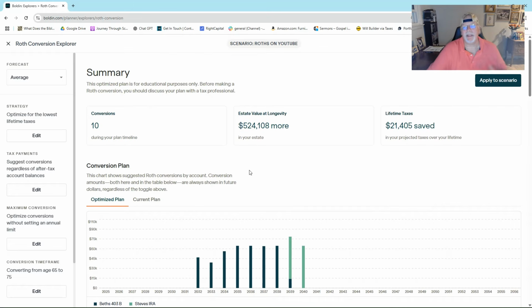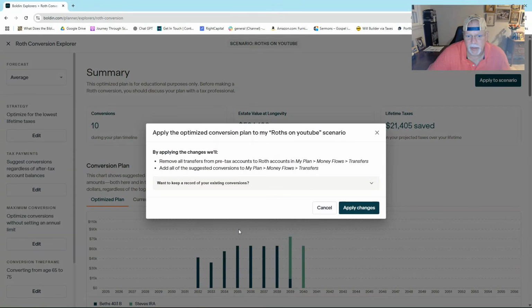And this is what's so fantastic about Boldin, right? My original plan is safe and intact. So if this just sends me into Never Never Land, I'm okay. So I'm going to say apply to scenario. It's going to say here's what it's going to do, and here's one of the issues you're going to have to be careful of. It says remove all transfers from pre-tax accounts to Roth accounts. So essentially what it's doing, which I don't want it to do, but I'm going to have to put them back, is you're going to see it's going to take out my next year and the year after. It's going to take out that $320,000 that I'm putting in there to keep my tax brackets low. So we're going to go ahead and do it.